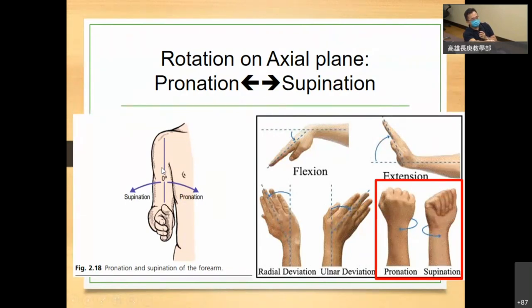In the axial plane, like on the left-hand side, this is the arm and this is the forearm. We use the arm as a center and rotate our forearm. Outward rotation means supination, that is, your palm faces the sky. The other is pronation. Pronation means that your palm faces the ground. Pronation and supination mean the rotation.